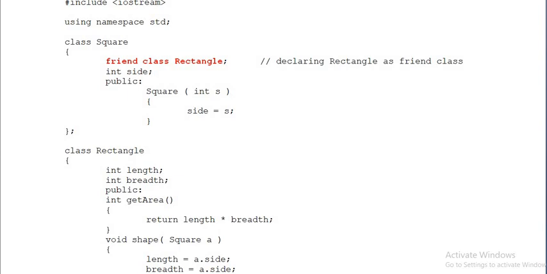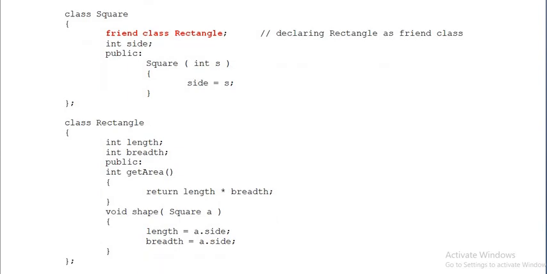and look at that void shape. Member function within brackets square A, class square, object A is the object. So I am using the data here since it's made a friend to the class rectangle. The data of class square is available to class rectangle here. So what is the data there? Side.